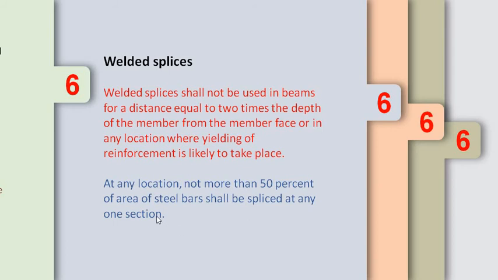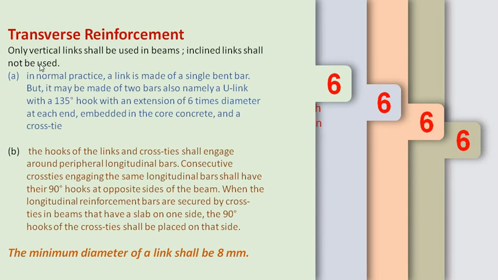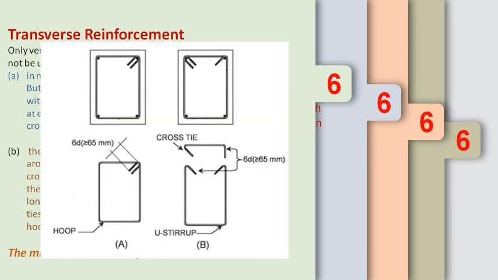longitudinal reinforcement. Now next is our transverse reinforcement. In the transverse reinforcement, only vertical links shall be used in beams. Inclined links shall not be used. You can see from the figure this.